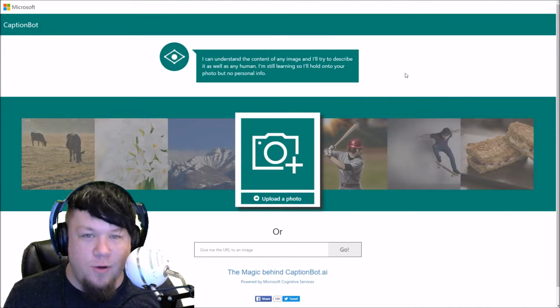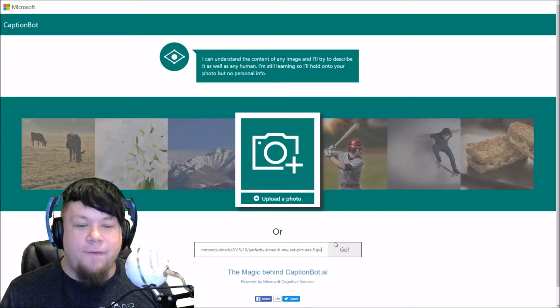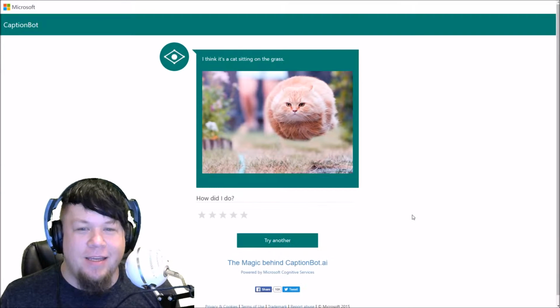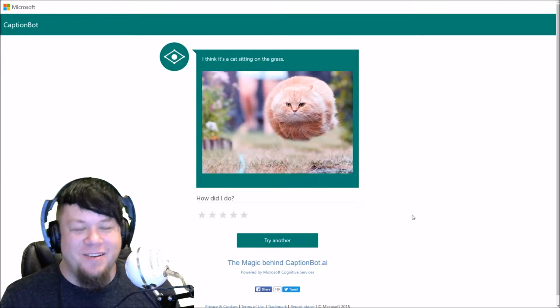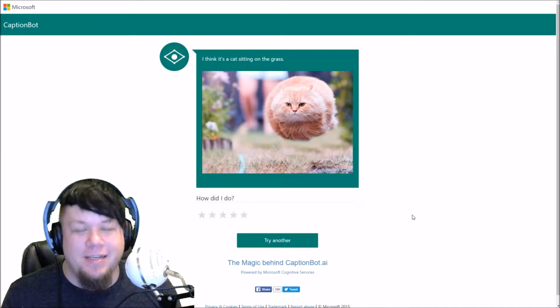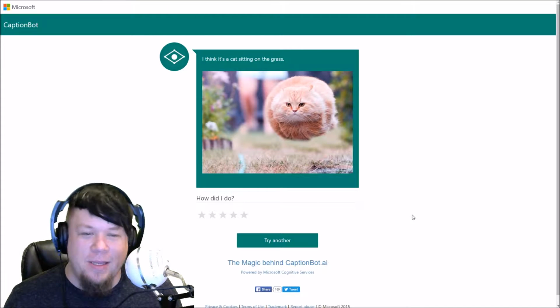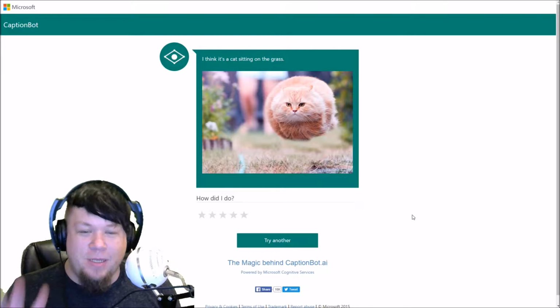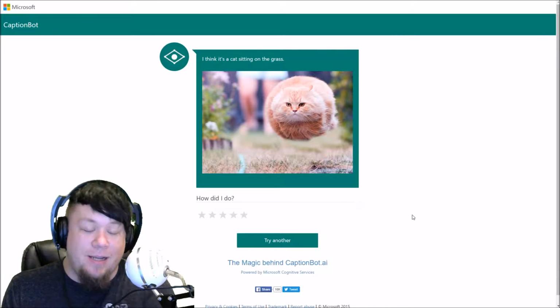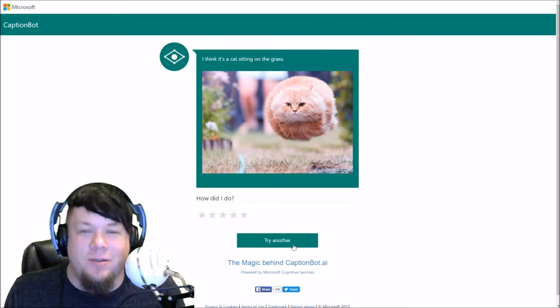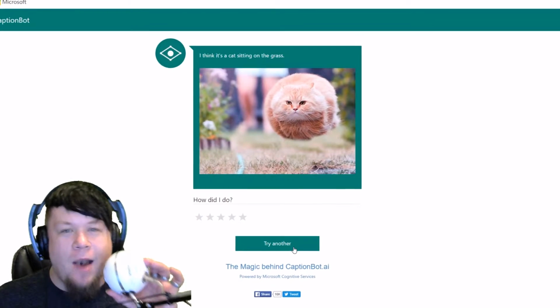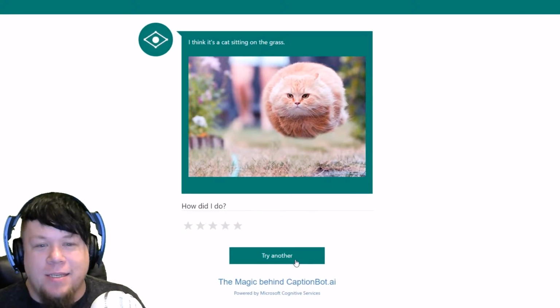Let's try another one. CaptionBot, let's see if you can figure out this one. I think it's a cat sitting on the grass. Well, it's a cat. It's not necessarily sitting. It's kind of leaping in the air. But I guess because it's out of focus and there's grass, it got the cat in the grass. That's pretty close. I guess we'll give it that one. How does it know what it's looking at?